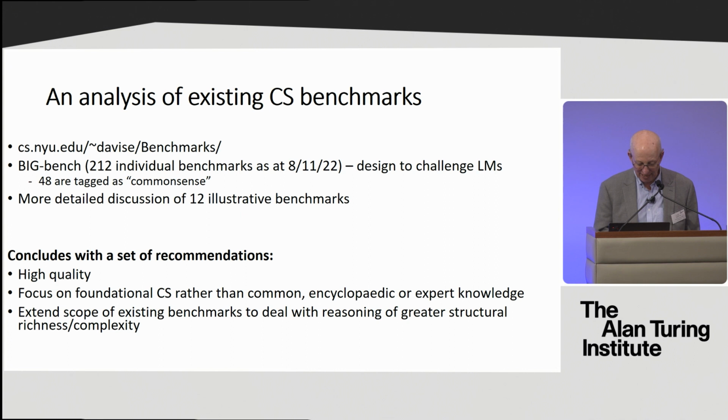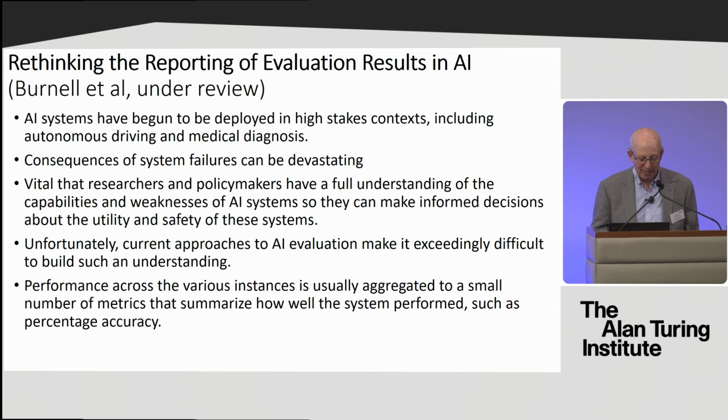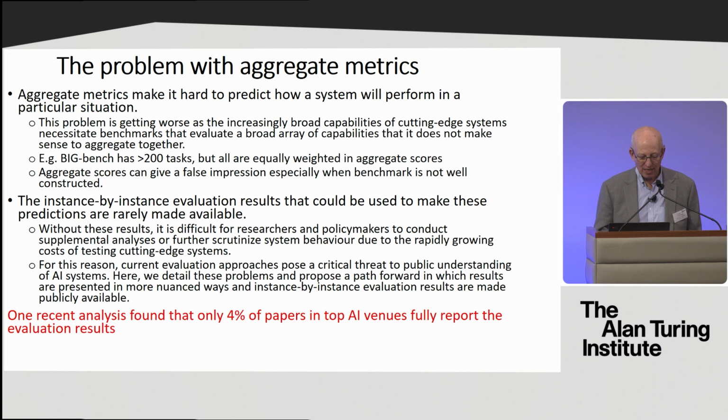The takeaway message, as I'm now running out of time, from the paper with Bernal et al. is that most papers just report aggregate metrics, and that's really not a great idea because it doesn't give you a proper feel for how these systems really work. Benchmarks such as BIG-bench have greater than 200 tasks, but if you're just reporting your performance on that, and all of these tasks are equally weighted, then they can give a very false impression about where your system is doing well or badly.